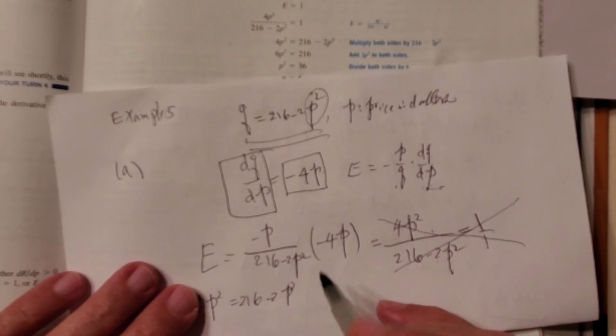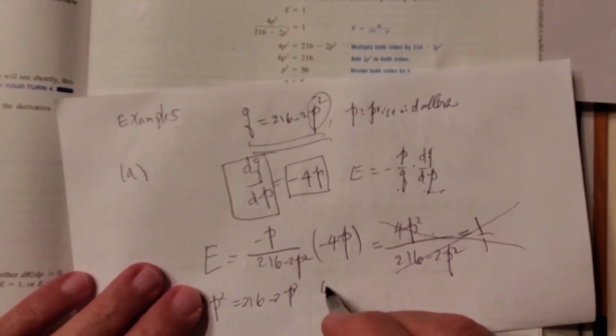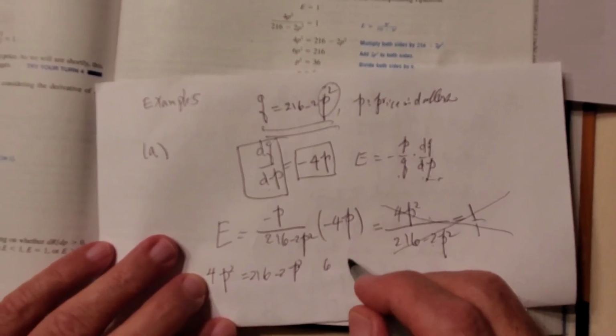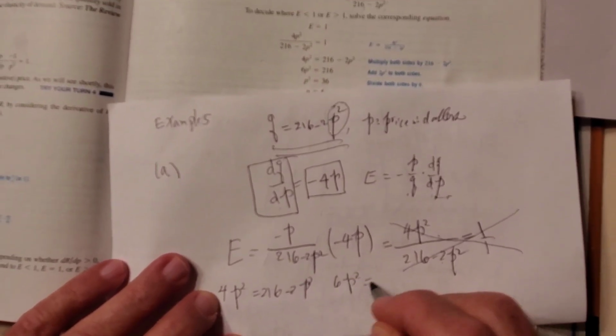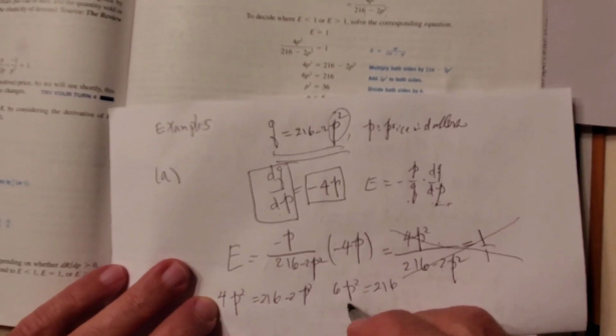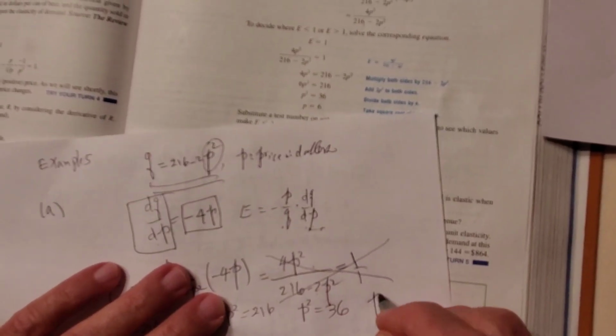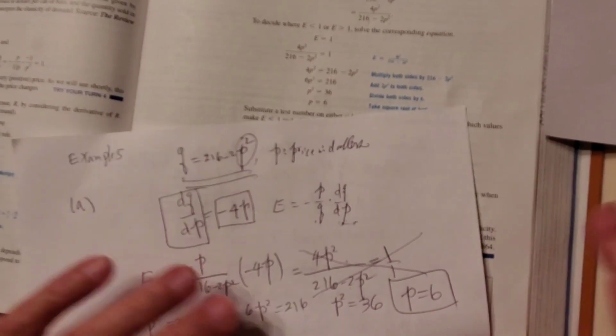If you bring everything to one side in terms of P squared, 4P squared and 2P squared would be 6P squared. That's equal to 216. You divide both sides by 6. Therefore, P squared becomes 36, and this is telling you that P is equal to 6. Negative is not acceptable.